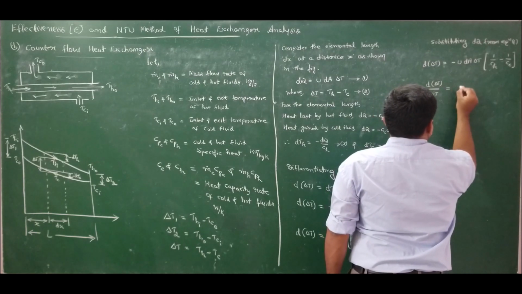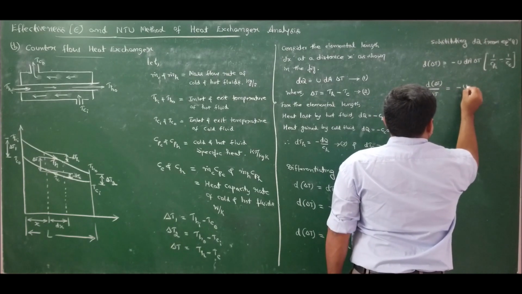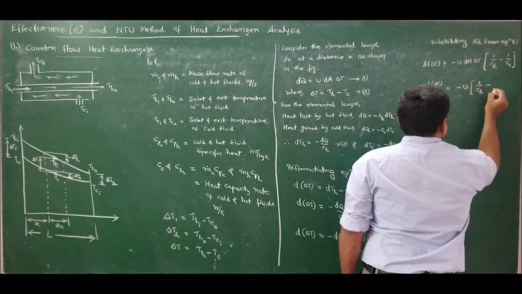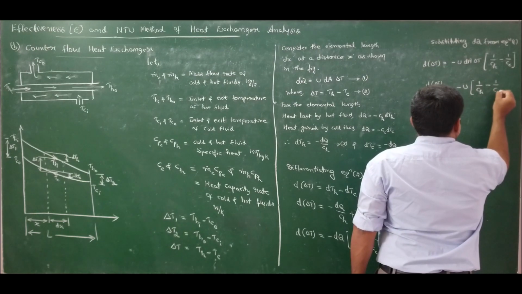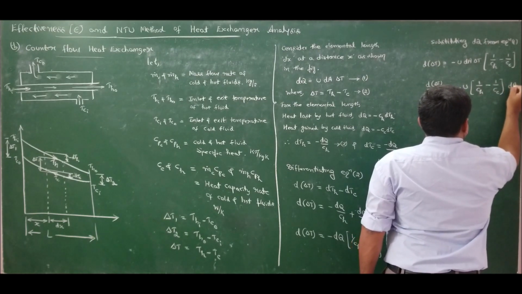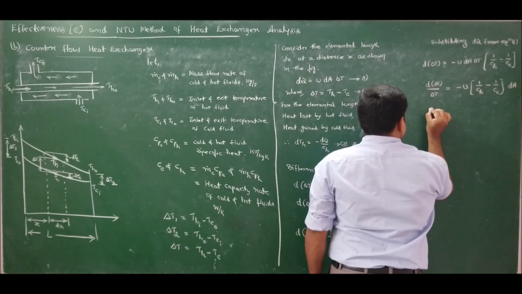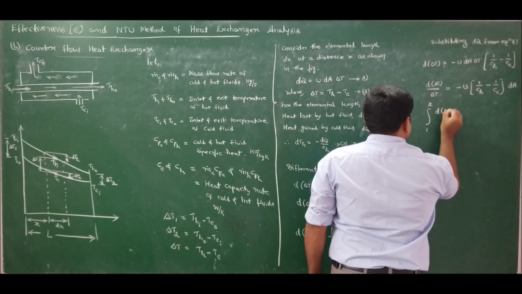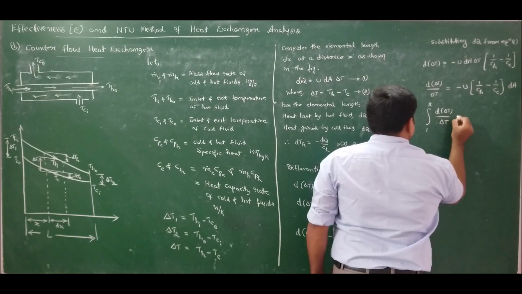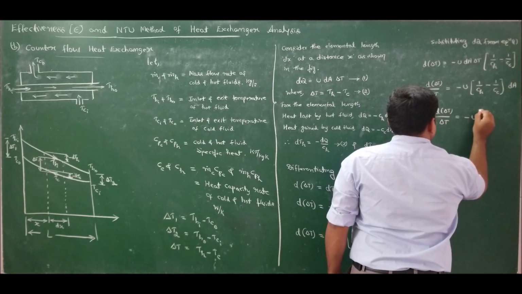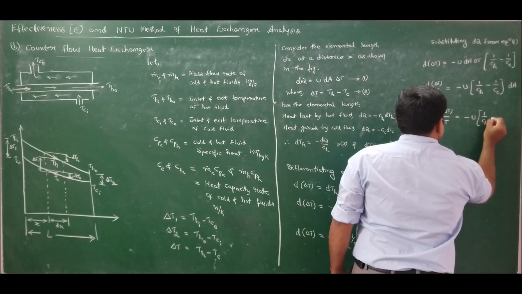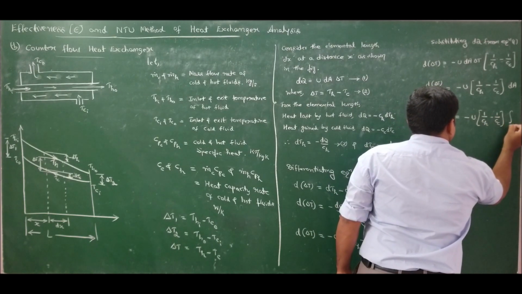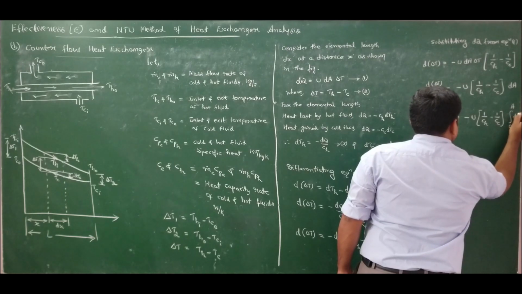is equal to minus U of 1 by Ch minus 1 by Cc dA. Now integrating on both sides, we have integrals from 1 to 2. D of delta T by delta T is equal to minus U of 1 by Ch minus 1 by Cc into integral from 0 to A of dA.